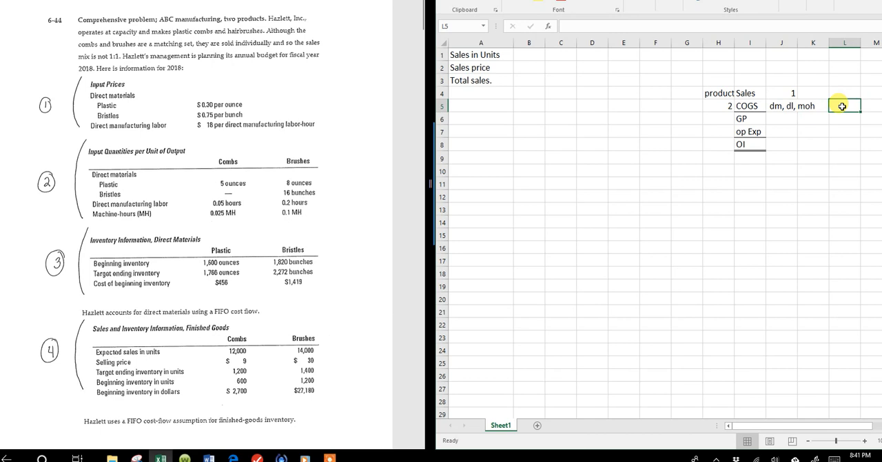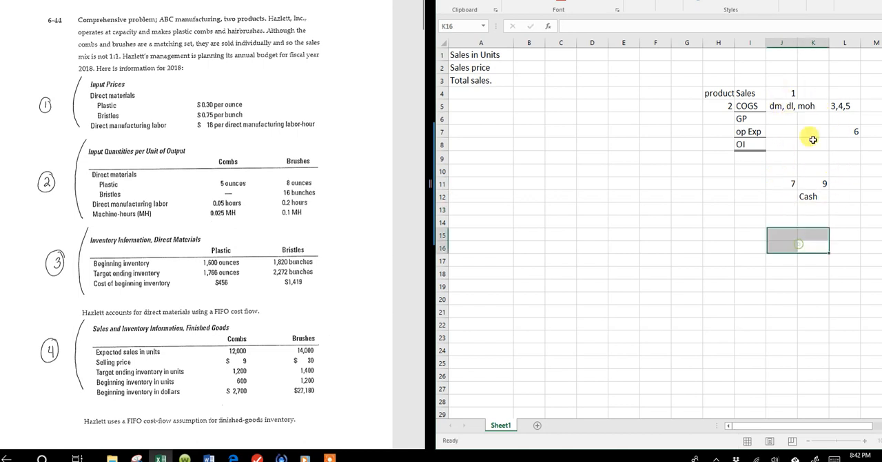So again, this is just something I've made up. It's not really an order that you have to do it. The third, fourth, and fifth budgets are direct materials, direct labor, and manufacturing overhead. Then we're going to have our operating expense budget. And then the ninth budget is going to be the cash budget. And then we have to have a budget, and I'm going to call it the seventh budget.